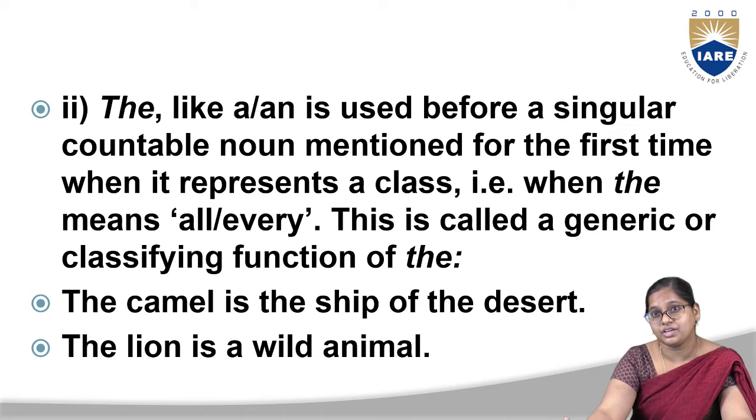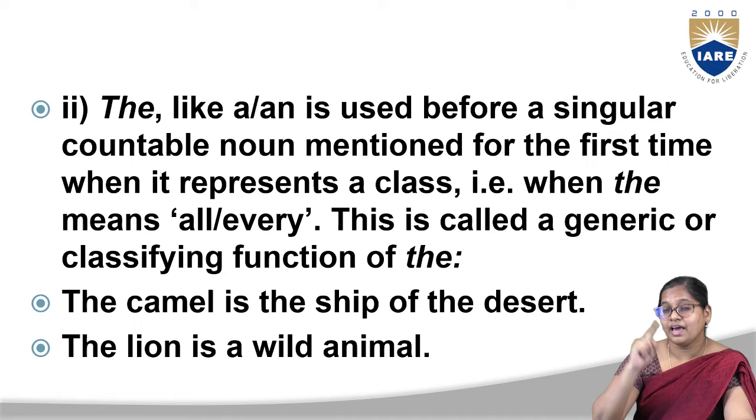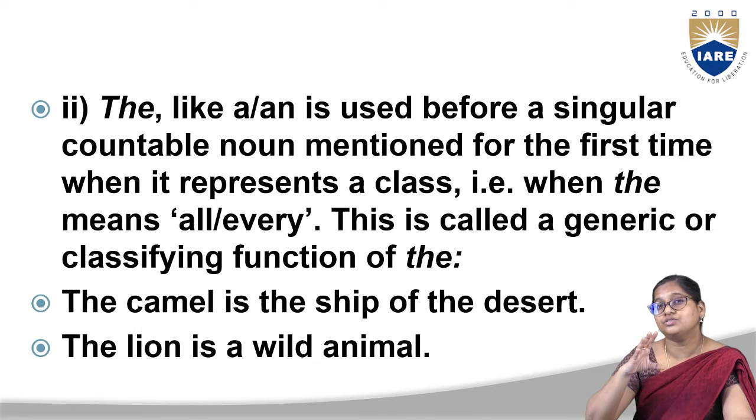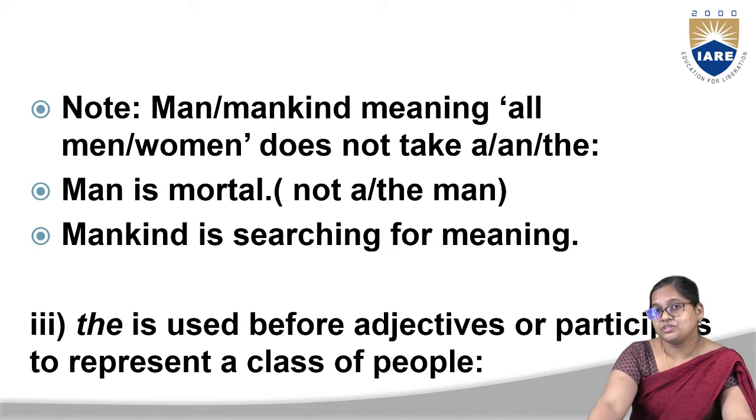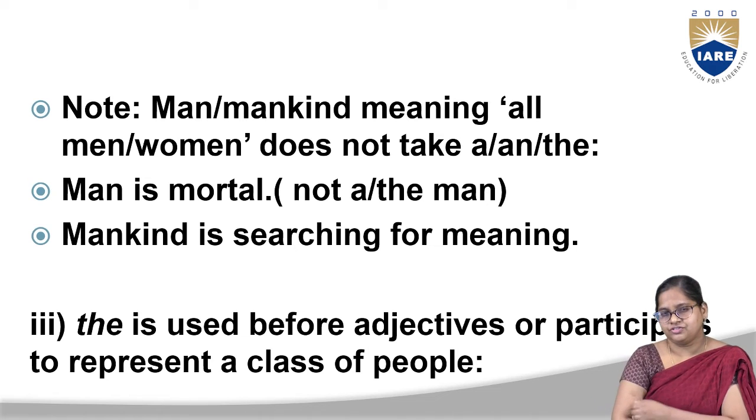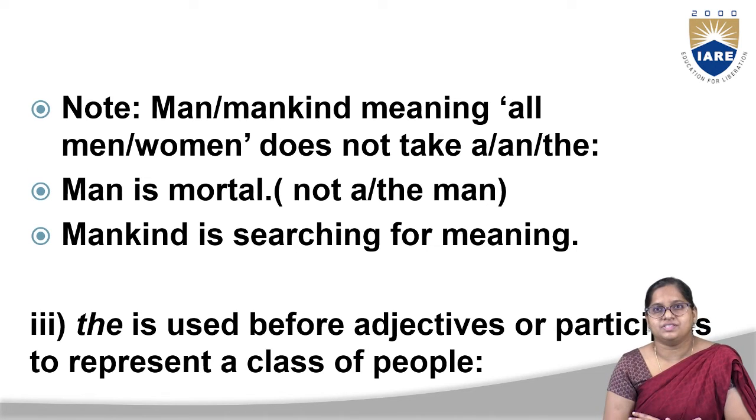That means it carries, okay, it is the ship of the desert. The lion is a wild animal, so it is generic, so you can use the definite article the. Whereas a and an are used before countable nouns. But exceptions are there. Like man and mankind will not take a or an, or men and women, because they are general and universal. They don't take the, so neutral.